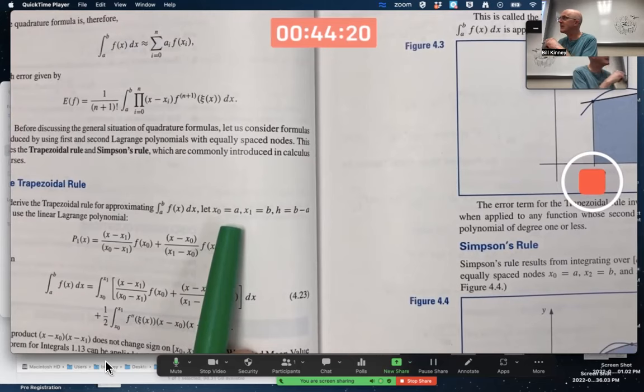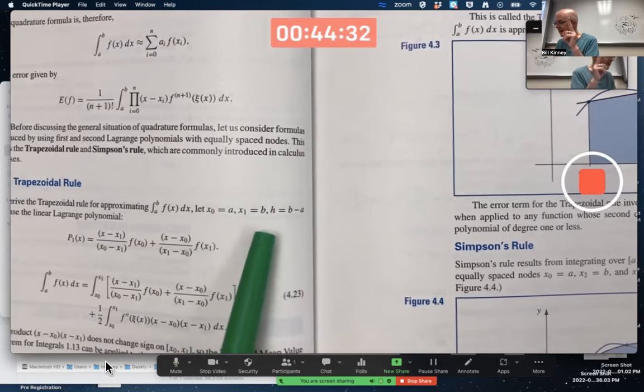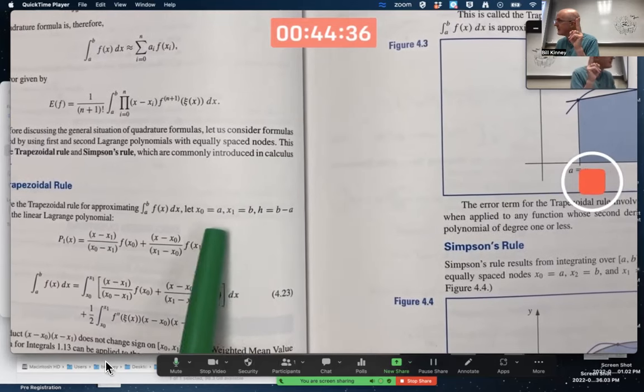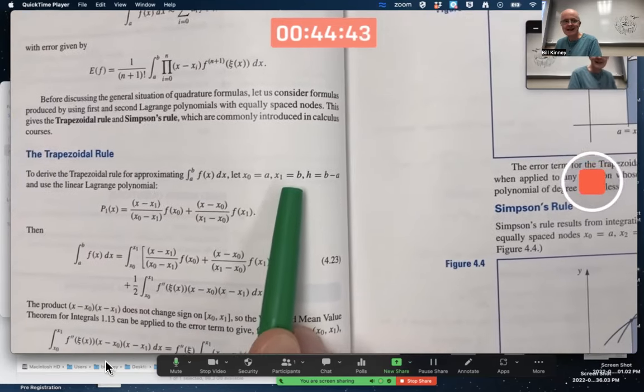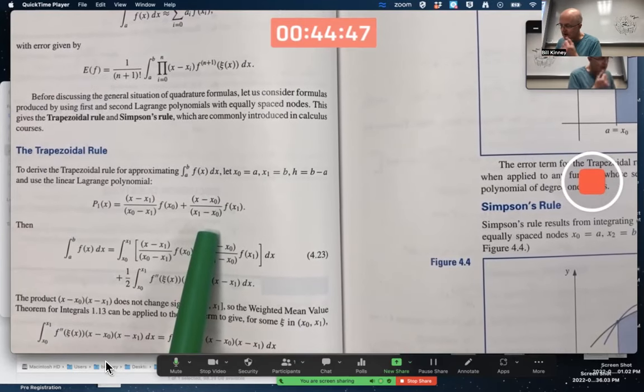What we did 15, 20 minutes ago was think about it for 1 node, x0, using the Taylor polynomial at x0. Well, we're going to up the number of nodes to 2, x0 and x1. h is the distance between them. We're going to use both of these, not just the left or right endpoint here. What is the p of x, p function here? It's this. This is the Lagrange interpolating polynomial.